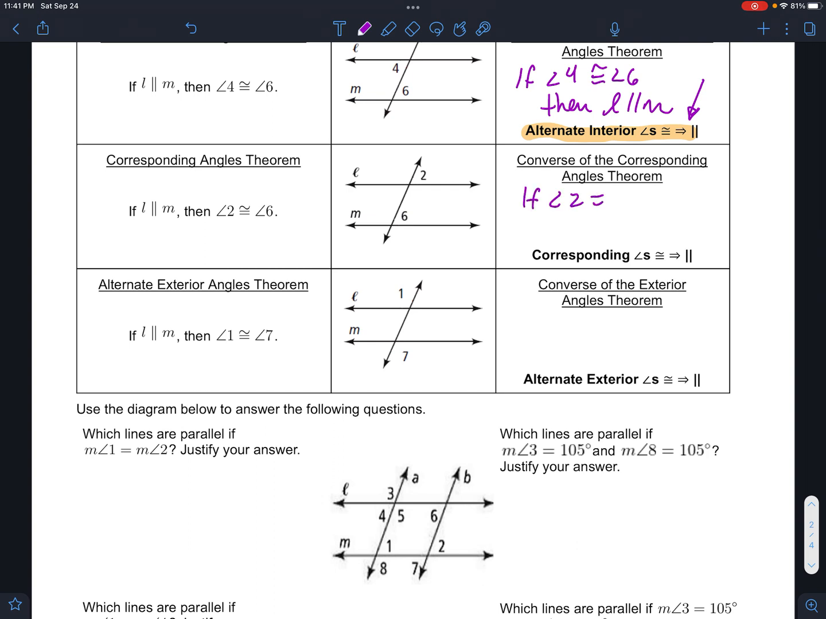So if angles 2 and 6 were marked as equal, that's a corresponding angle pair. And we know that if corresponding angles are congruent, then the lines are parallel. And then finally, if you had angles 1 and 7 congruent, then the lines would be parallel as well.